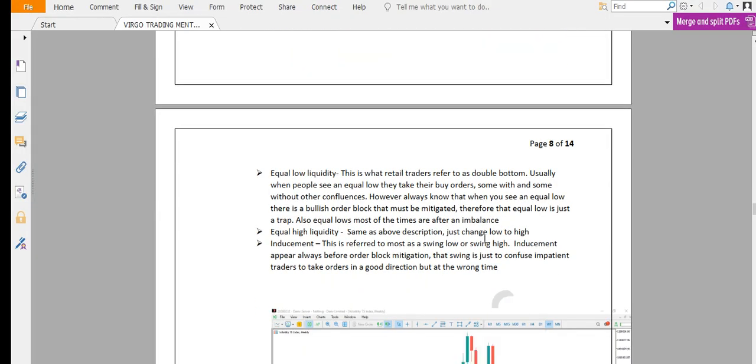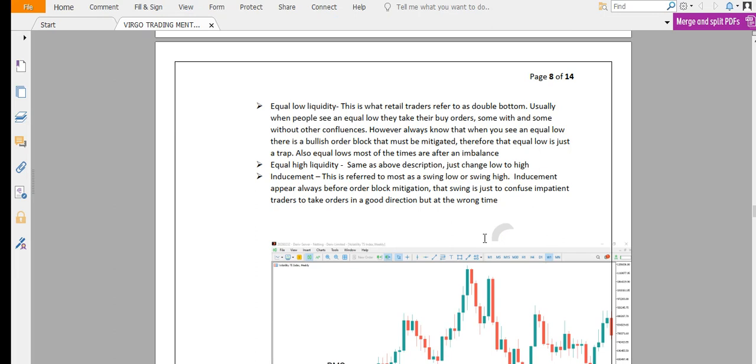Now let's go to page 8. It says equal low liquidity. What is equal low liquidity? This is what retail traders refer to as double bottom. Usually, when people see an equal low, they take their buy orders, right? Some with and some without other confluences. However, always know that when you see an equal low, there is a bullish order block that must be mitigated. Therefore, that equal low is just a trap. Also, equal lows most of the times are after an imbalance.